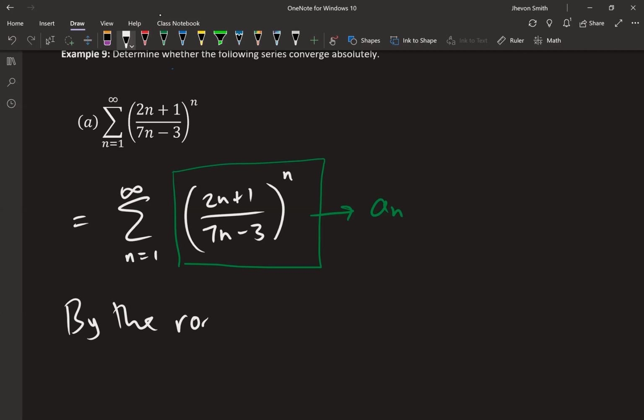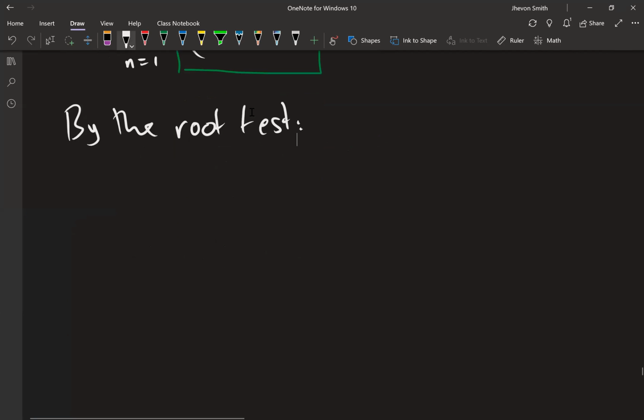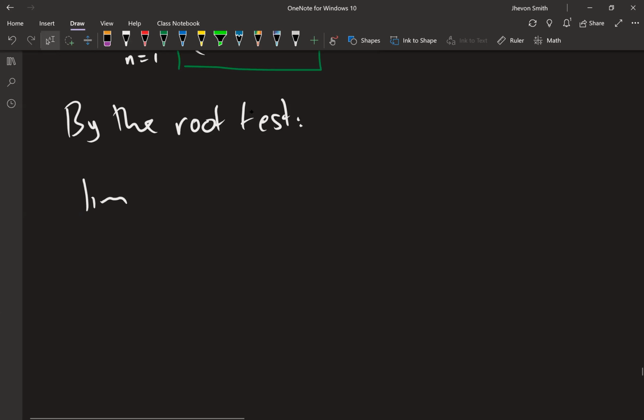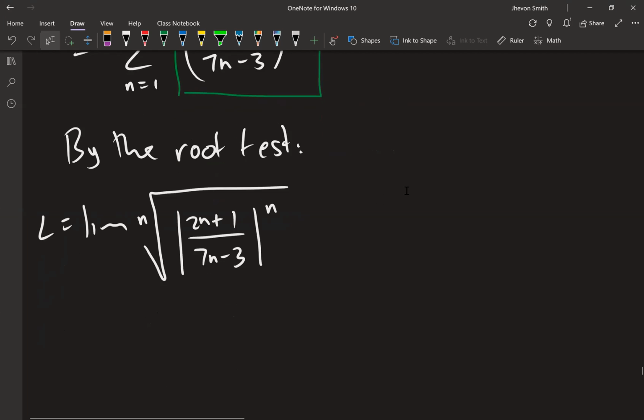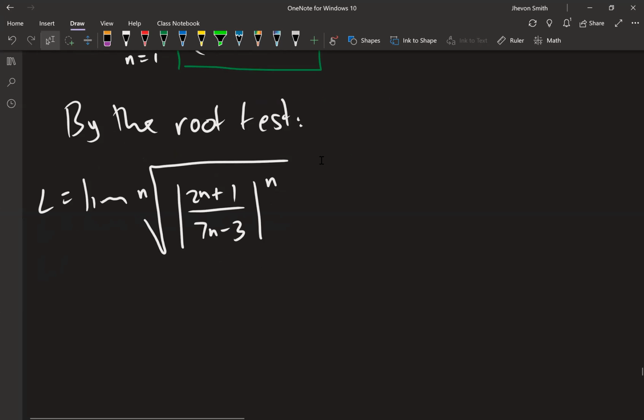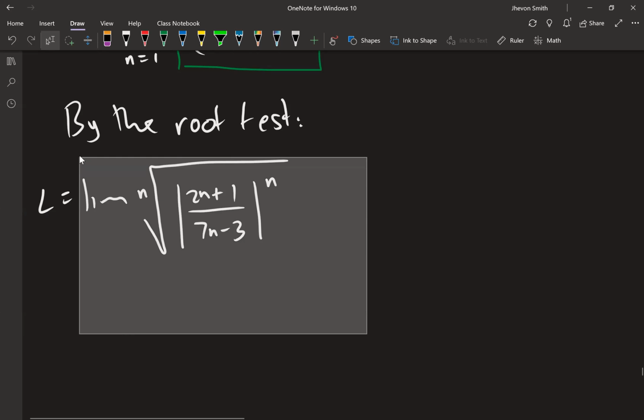By the root test, it's called the root test because I'm actually going to take a root. I'm going to look at the limit of the nth root of the absolute value of the term. So this is (2n plus 1 over 7n minus 3) to the nth power. Now notice here, let me actually write this down.